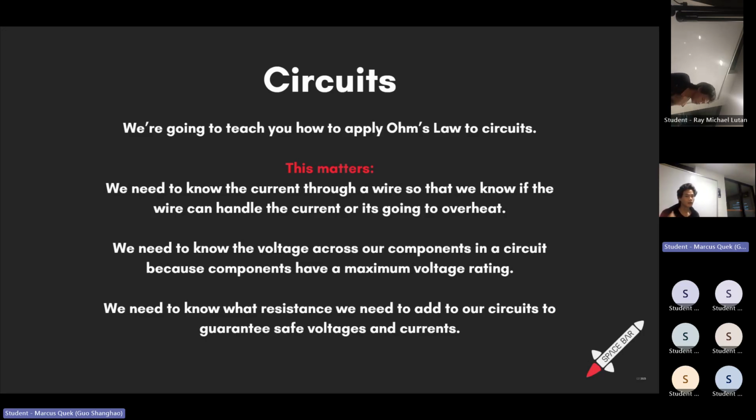Therefore, we also need to know what resistance we need to add to our circuits in order to guarantee safe voltages and currents for all of our components. And we'll show you some proper examples right after this.